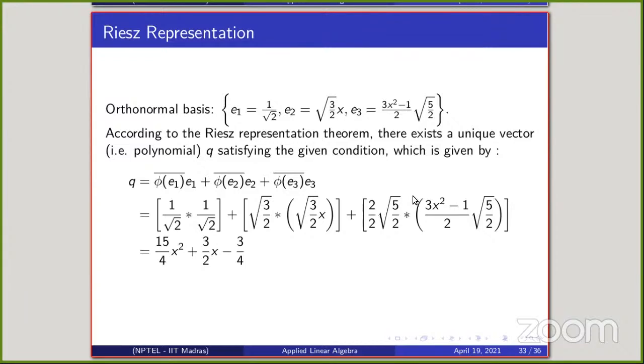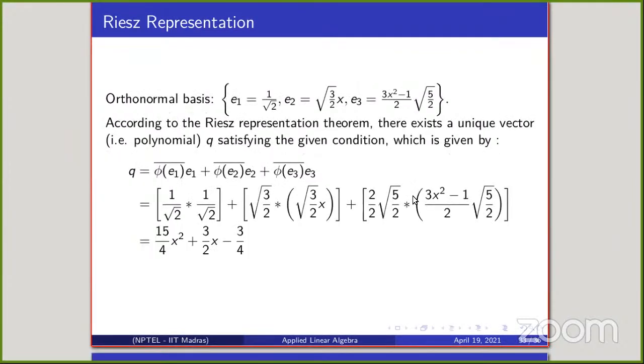So phi of e1 will be 1 by root 2 because the value of e1 at any x is 1 by root 2. Phi of e2 will be root of 3 by 2 because the value of root of 3 by 2 times x evaluated at 1 is root of 3 by 2. And similarly, we evaluate e3 at 1 to get phi of e3 as 1 times root of 5 by 2. Substituting these values and the expressions for e1, e2, e3, we get the required polynomial q of x, which satisfies the given condition.